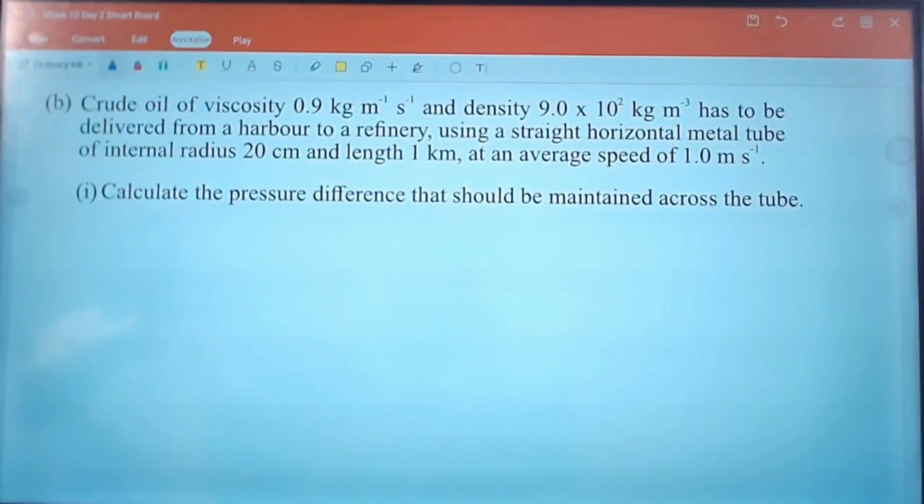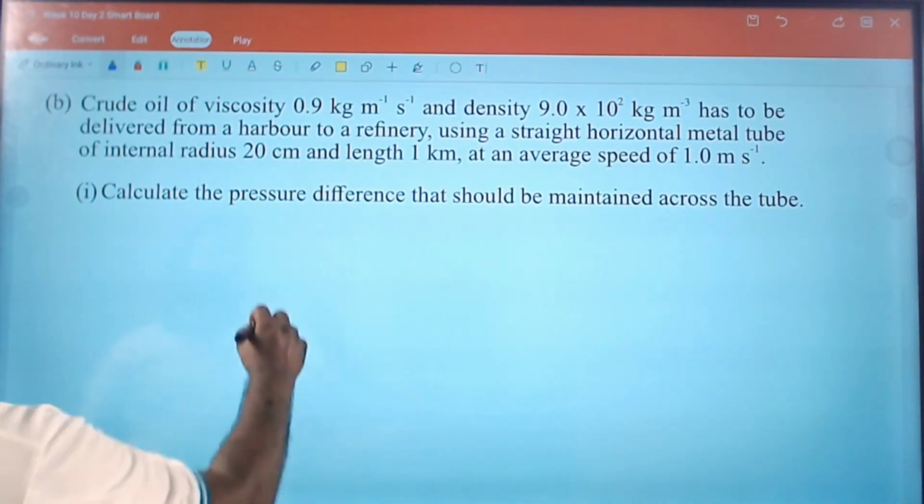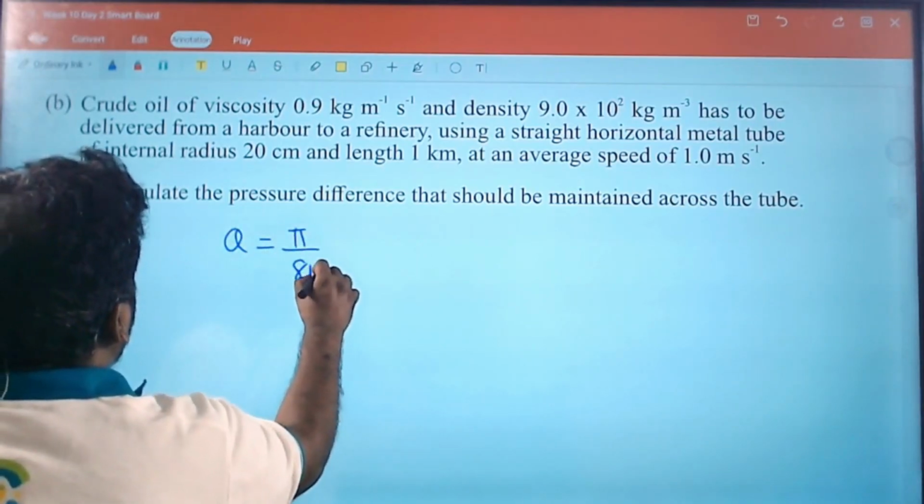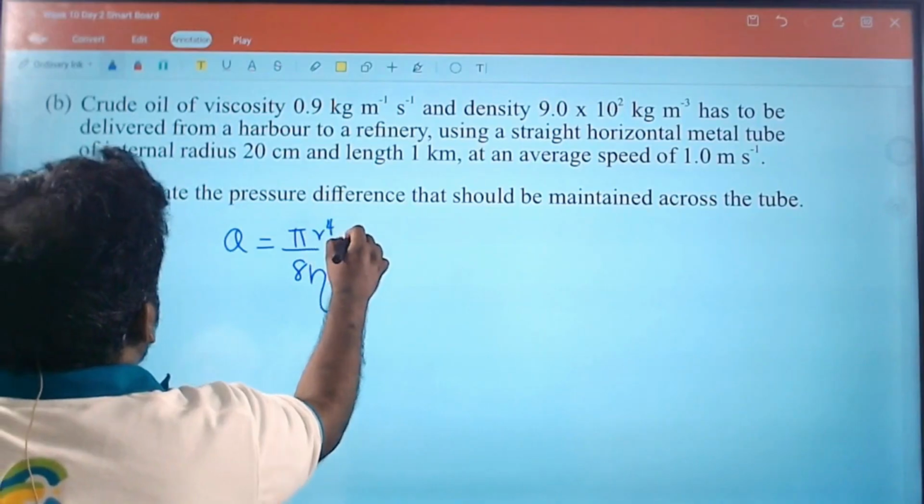Crude oil of viscosity 0.9 has to be delivered from harbor to refinery using a straight horizontal tube of internal radius 20, length 1, average speed. Calculate the pressure difference maintained. Q is equal to pi R to the power 4 delta P over 8 eta L.